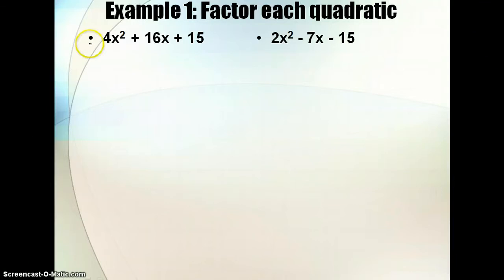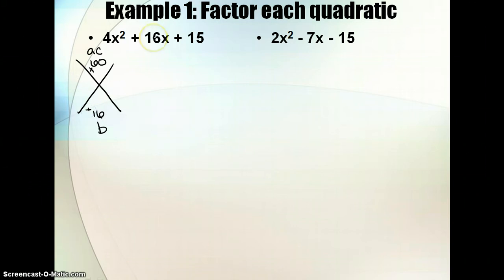We're going to start by writing our x. The top now is going to be a times c instead of just c, because a is now an actual number greater than 1. So 4 times 15 is 60. The bottom is still going to be b, that doesn't change, and that's 16. Now we want to find things that multiply to give you 60 and add to give you 16.